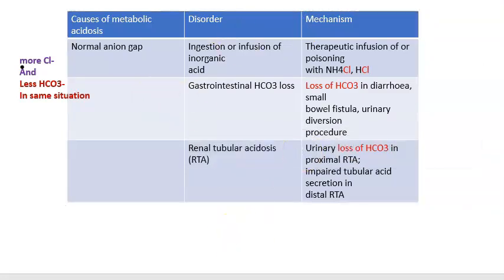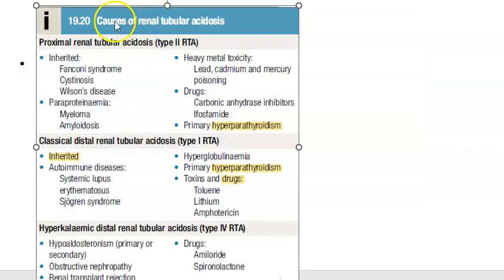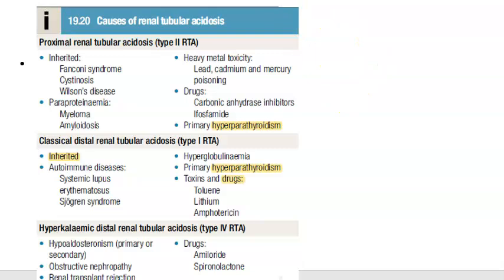Okay, renal tubular acidosis, why does it happen? You need to know this. So when the PCT, the proximal renal tubular acidosis, is there, it is called type 2 RTA. It can happen because of, focus here people, inherited Fanconi syndrome, cystinosis, Wilson's disease, all the copper accumulation. Paraproteinemia like myeloma, amyloidosis. You know that these are also abnormal proteins. Then heavy metal toxicity like lead, cadmium, mercury poisoning. So remember, you're talking about the proximal convoluted tubule: lead, cadmium, mercury.